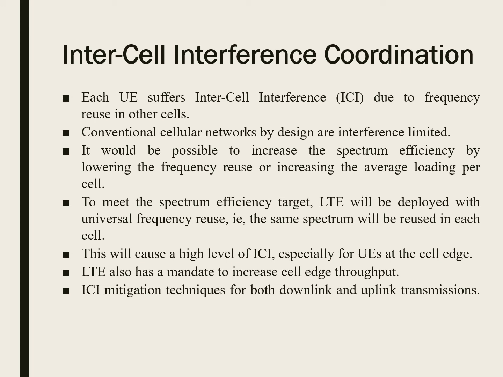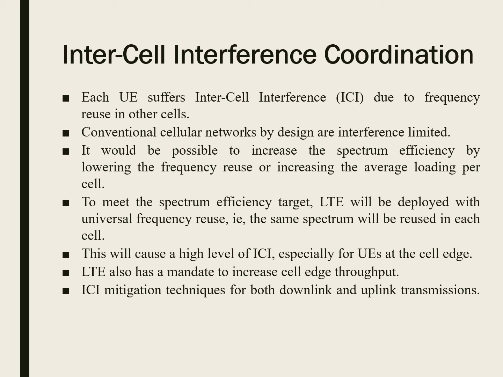Next topic is about inter-cell interference coordination. Each user equipment suffers inter-cell interference due to the frequency reuse in other cells. Conventional cellular networks by design are interference limited. It would be possible to increase the spectrum efficiency by lowering the frequency reuse or by increasing the average loading per cell. In order to meet the spectrum efficiency target, LTE has deployed a universal frequency reuse, that is, the same spectrum will be reused in each cell.